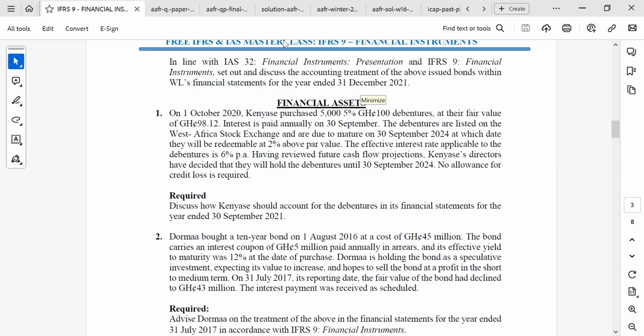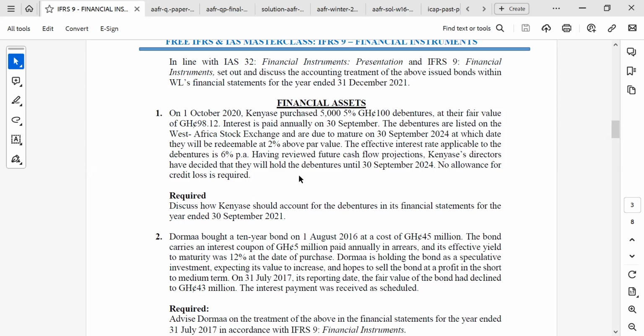Having reviewed future cash flow projections, Kenya State directors have decided that they will hold the debenture until 30th September 2024. No allowance for credit loss is required. Discuss how Kenya State should account for the debentures in its financial statement for the year ended 30th September 2021.